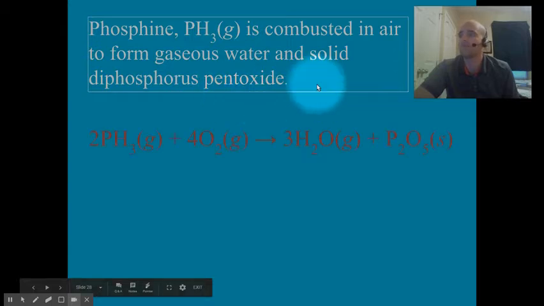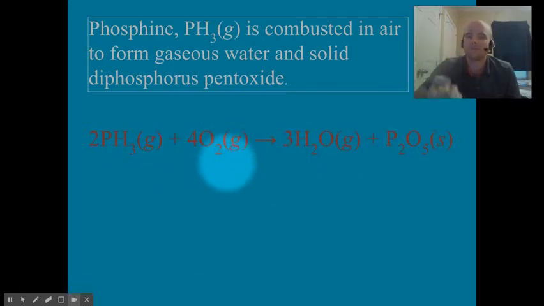So my equation will look like this. I have my phosphine, and then add my oxygen, and then yields gaseous water and diphosphorus pentoxide. You would remember the Greek prefixes apply to this covalent compound. I suggest writing the equation first and then balancing it afterwards. You need to always double check that it's balanced when you write an equation.